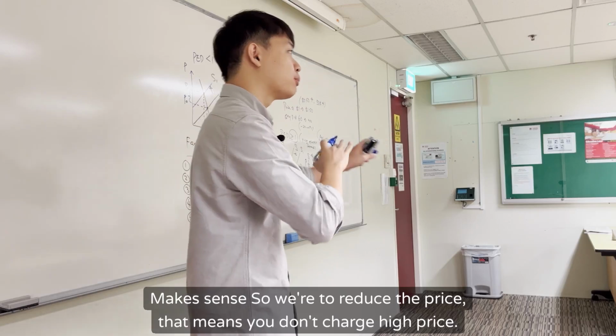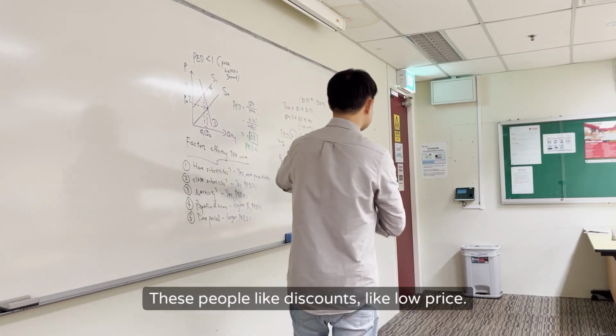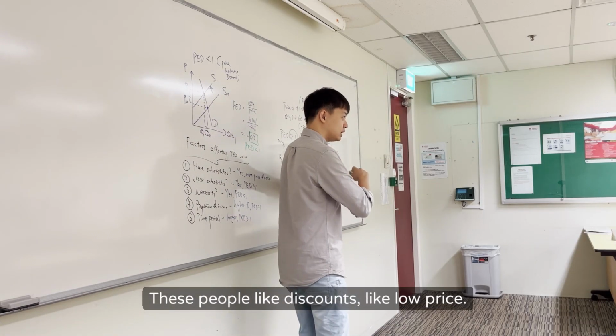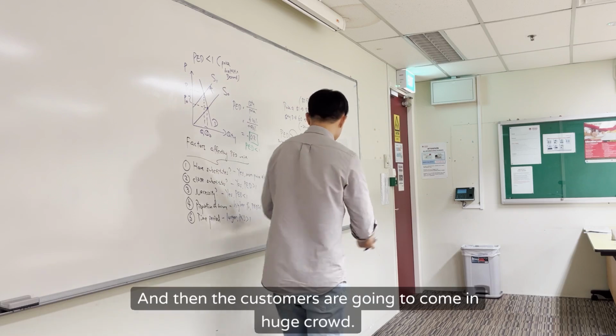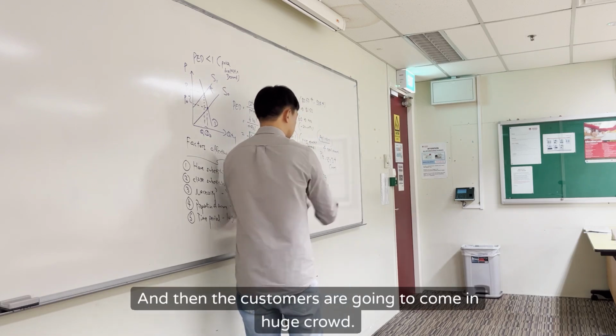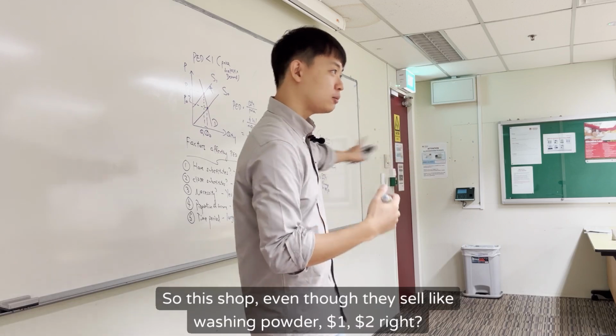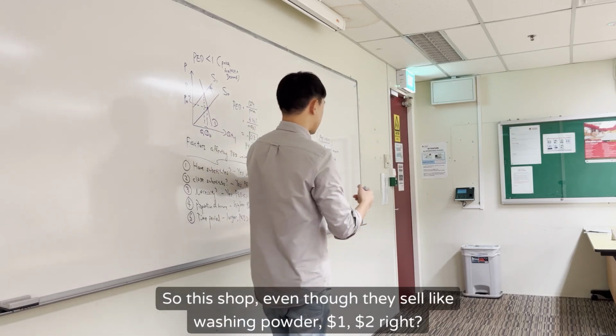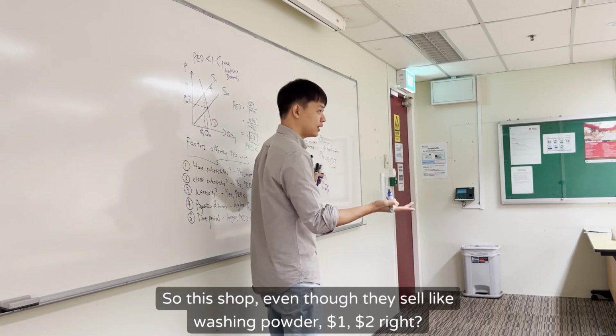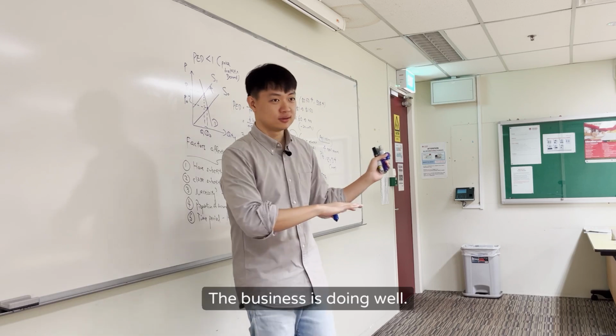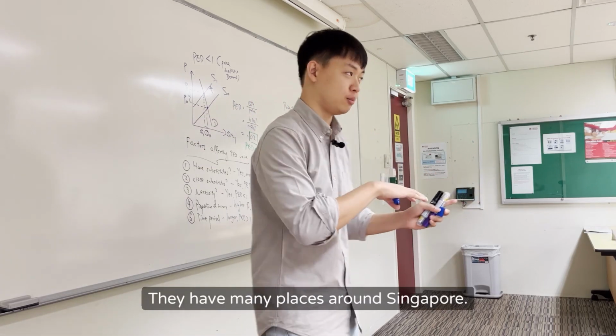That means you don't charge a high price. These people like discounts, like low prices. Give them what they want. And then the customers are going to come in huge crowds. They'll keep coming, keep coming, keep coming. So this shop, even though they sell washing powder for $1, $2, the business is doing well. They have many places around Singapore.